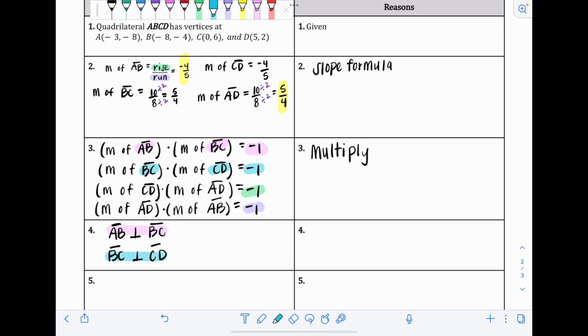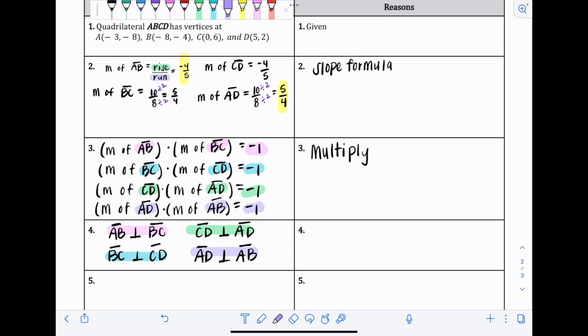That's the second pair. The third pair was segment CD is perpendicular to segment AD. So CD is perpendicular to AD, again, because they had that product of -1 when we multiplied their slopes. And then the last pair is AD and AB. So segment AD is perpendicular to segment AB. Same thing, because they had that product of -1 between their slopes.